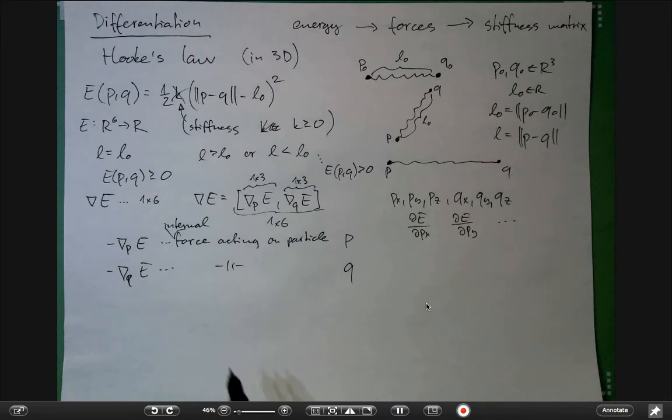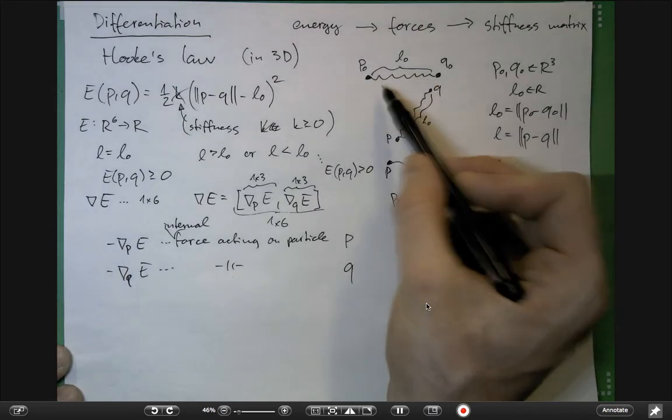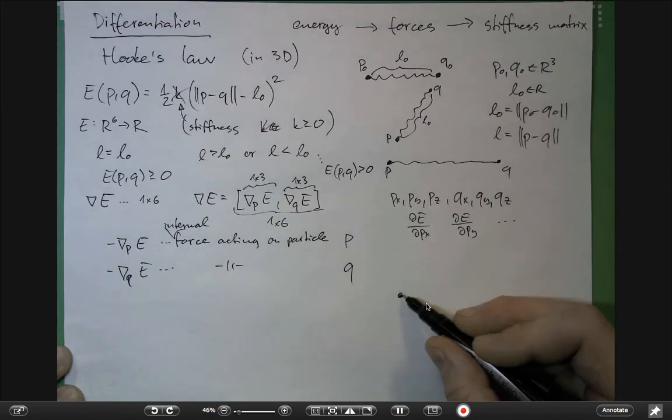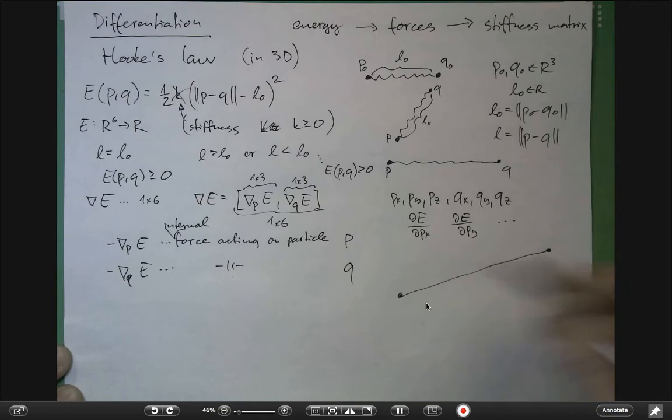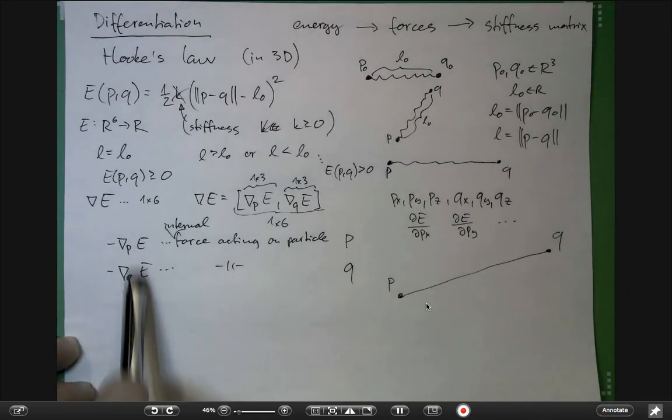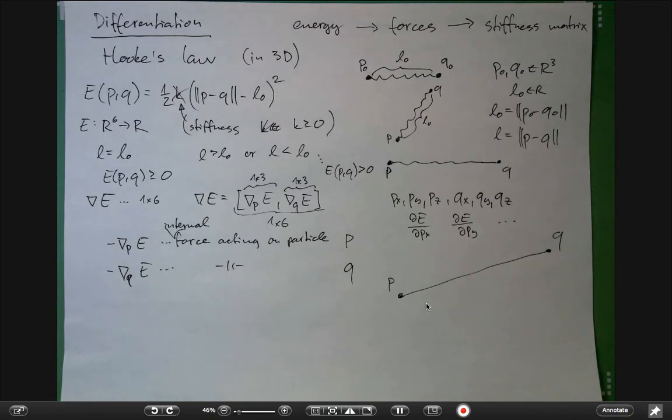So what would you expect before we compute the gradients and actually put some hard math behind it? Let's think about it intuitively. What would you expect from the forces? For example, let's say that this is the rest length of the spring. And let's say that now I took the spring and stretched it like this. So I have now P here and Q here. Where would you expect the forces to point?